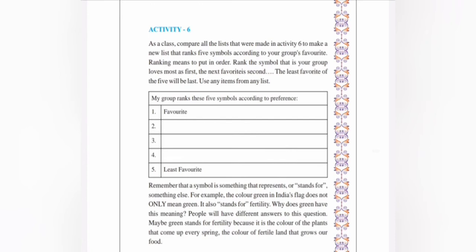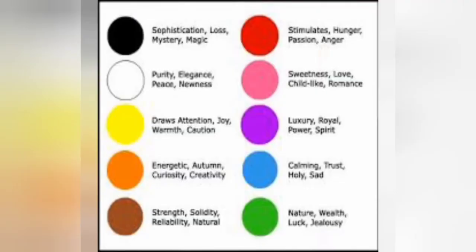How many colors are there in our national flag? Yes, 3 colors: orange, white and green. And you all know that these colors symbolize some meaning. Saffron color represents courage and sacrifice. White represents peace and truth. And green represents prosperity. There are other colors also which represent some meaning. Dear students, I want you to show at least 10 colors in your notebook and also write what they represent too.